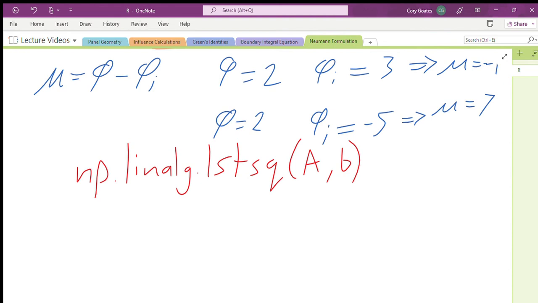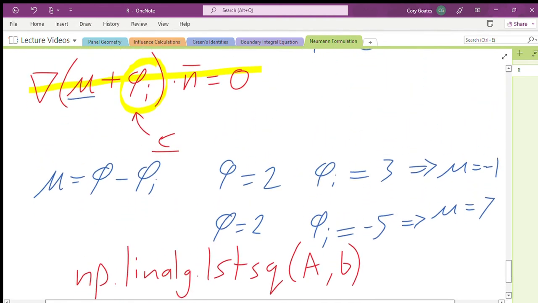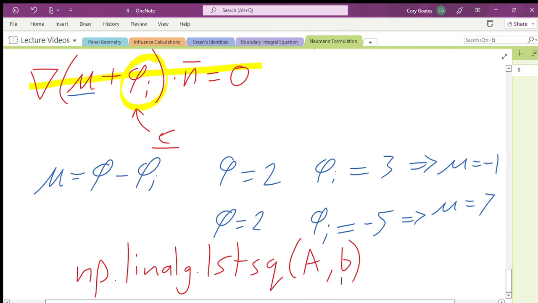Anyway, that's why the Neumann formulation gives you a singular matrix. It's because it's not unique. And in the next video, we'll talk about a different way of formulating this problem that makes it unique. Okay? We'll see you next time.